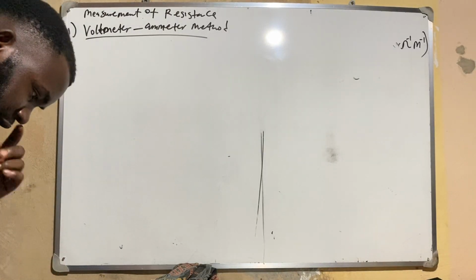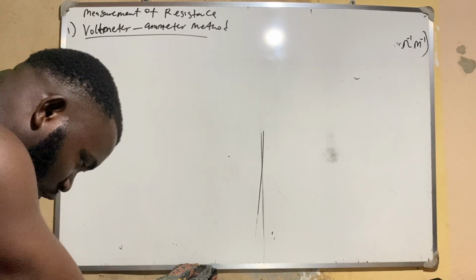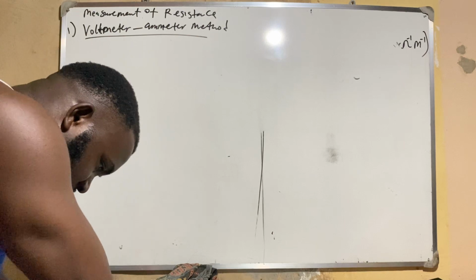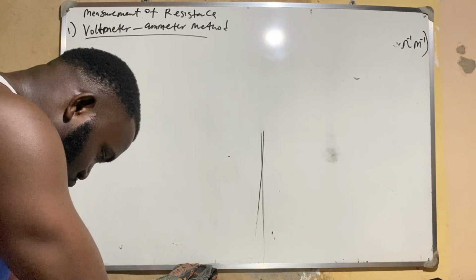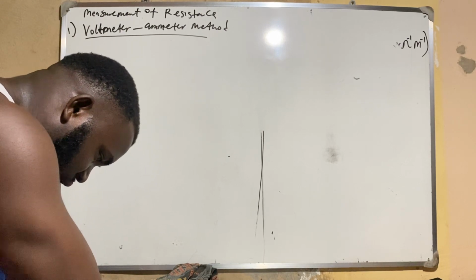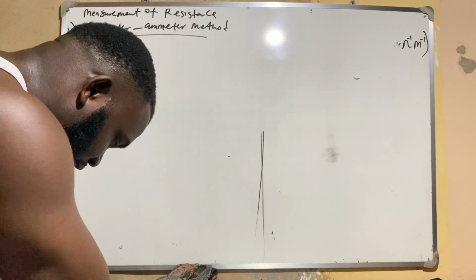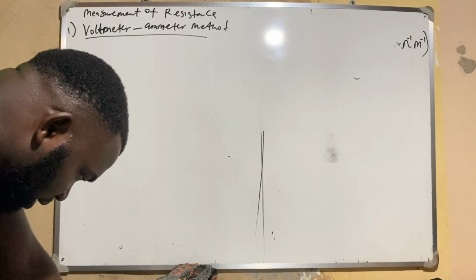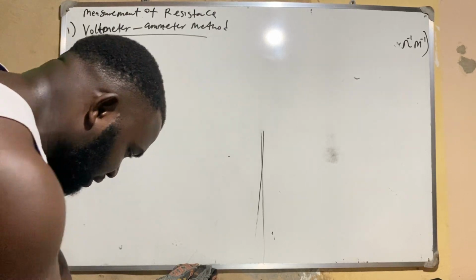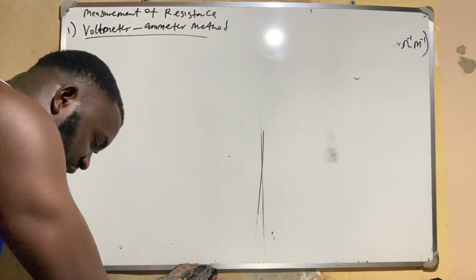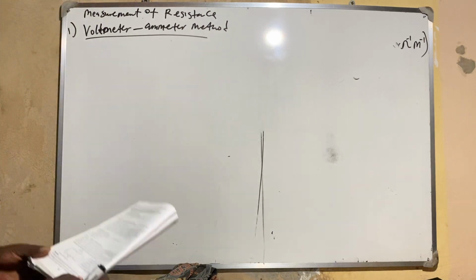This method of measuring the resistance of a conductor is based on Ohm's law. In 1826, Simeon Ohm established a relationship between the current passing through a metallic conductor and the potential difference across the end or the terminal. Thus, Ohm's law stated that the current that passes through a metallic conductor is directly proportional to the potential difference across its end or terminal, provided that the temperature and other related physical factors remain constant.